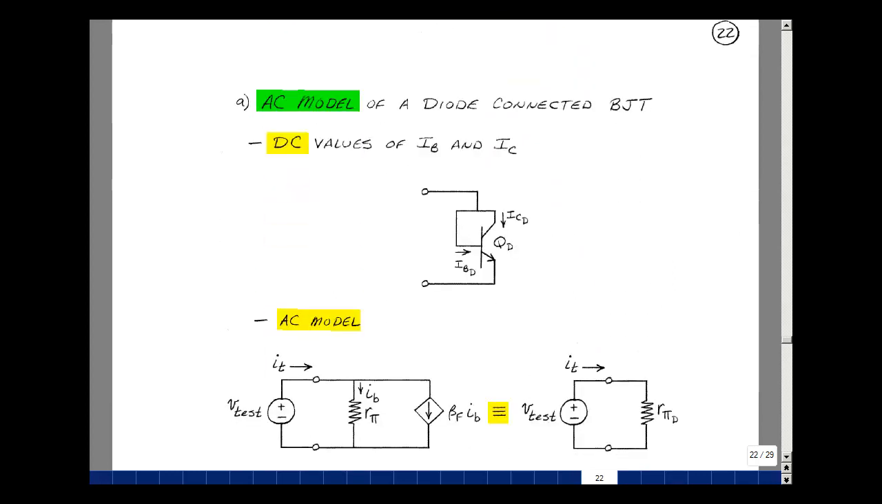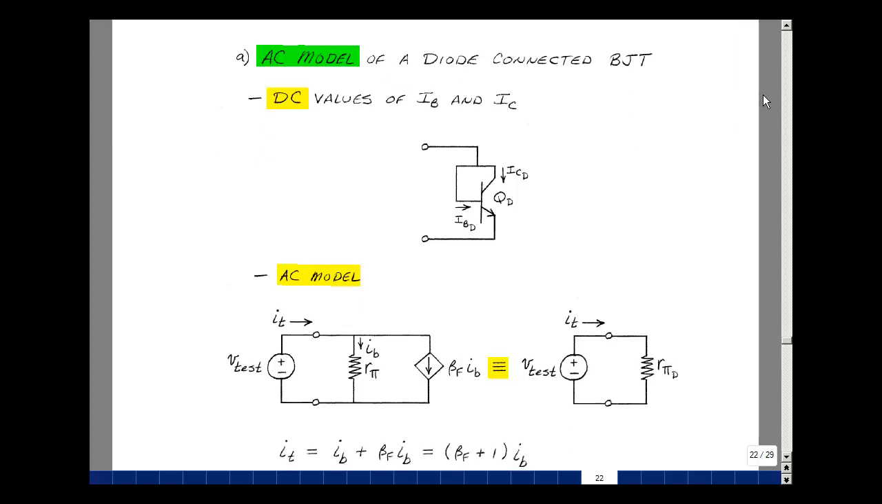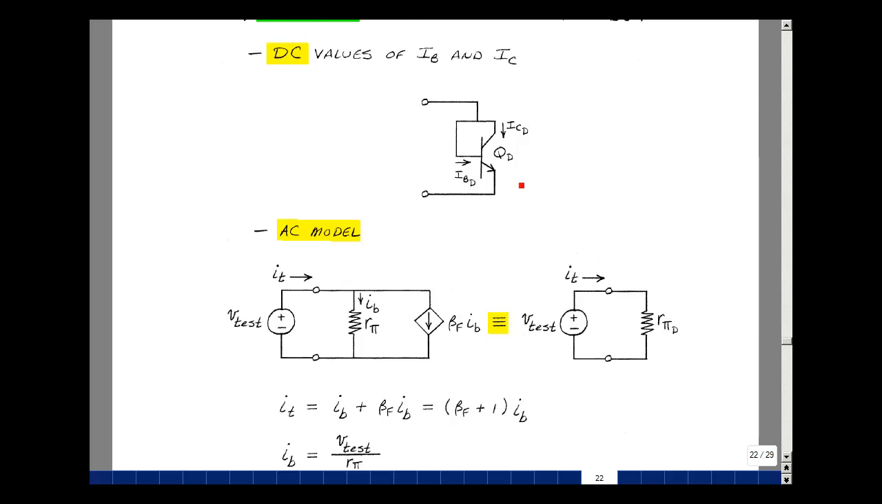Now for transistors 3 and 4, which were diode connected, we have to find the value of R pi. But because of this short circuit, we have R pi, but then there's a current source in parallel with it. So what's the effect of that? For a diode connected transistor, where we're in the active region, and I'll call this the base and the collector of transistor D, we could put in the AC model, which is an R pi between the base and the emitter, and then a current source between the collector and emitter of beta F I B. But now we're going to short the base and the collector.